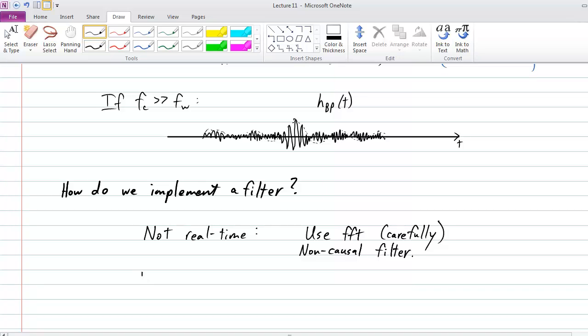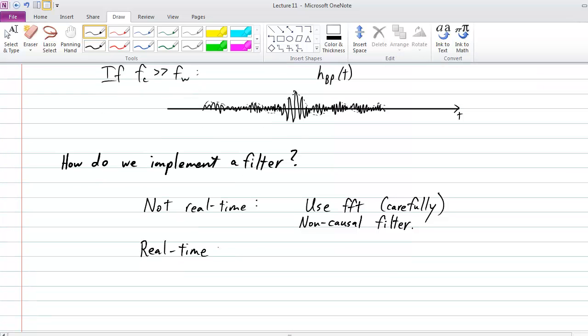but if it's real time, then we have some issues. And by that I mean, let's say someone's singing in a concert and you want to apply some sort of audio effect to their singing. So their voice goes in the microphone, it's going to come out the speakers, and you want to have it processed. Well, now you have to be causal. So how do you implement some sort of filter there?